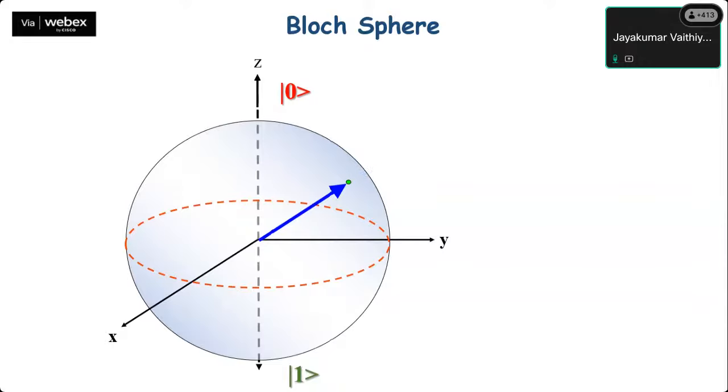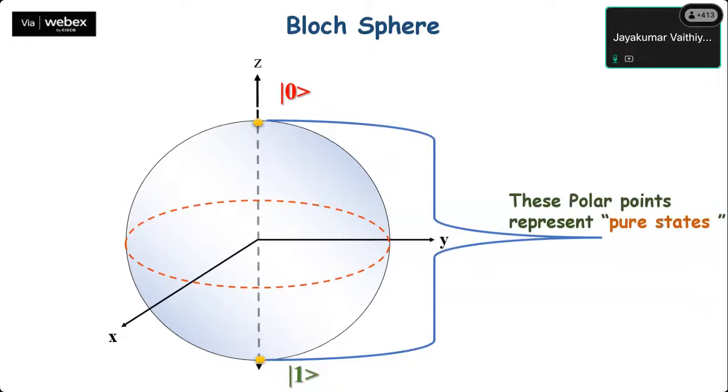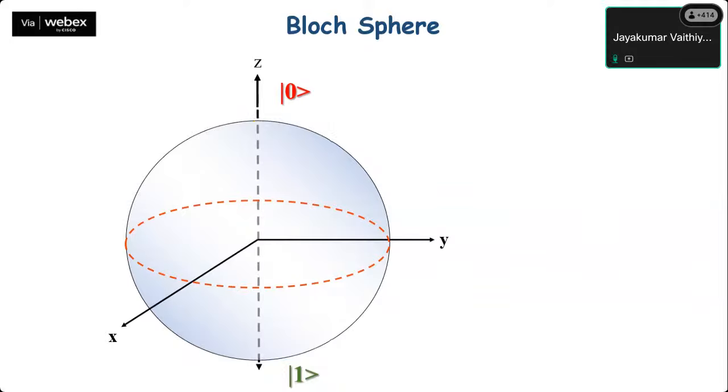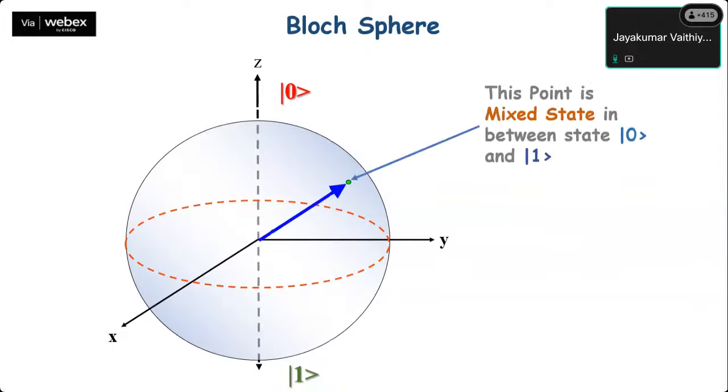So previously we discussed two points. These are pure states. Anywhere apart from these two points is called a mixed state, or in quantum terms, a superposition state.